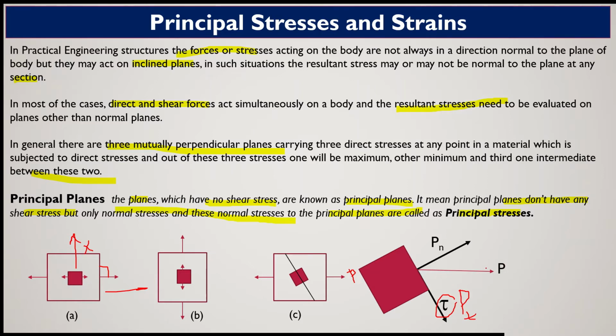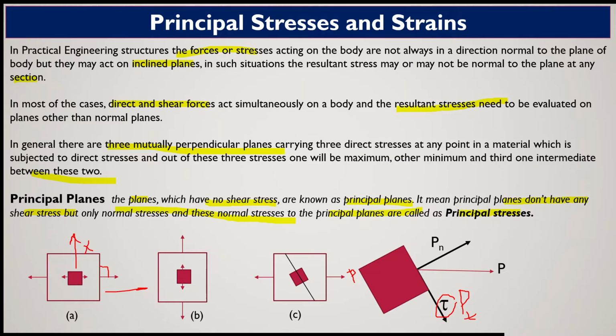So this force P we have resolved into two directions. One is perpendicular to the surface of the element, the other is parallel to the surface of the element. The parallel component will be PT, the tangential force, and Pn will be called the normal force. If we divide Pn by area, it will be normal stress, and Pt divided by area will be shear stress or tangential stress.